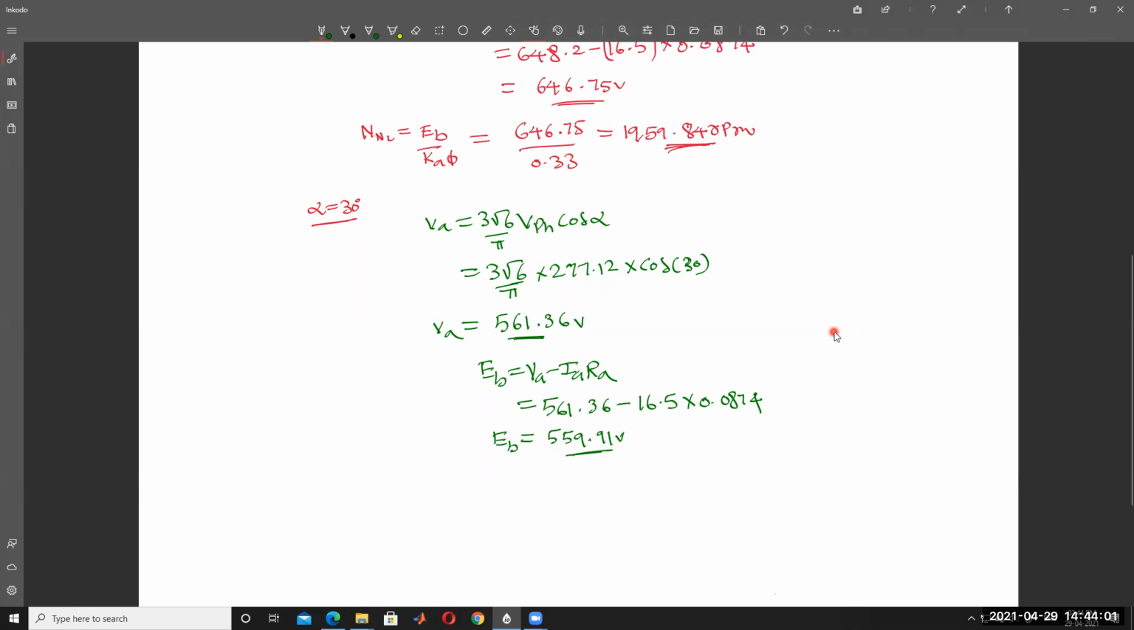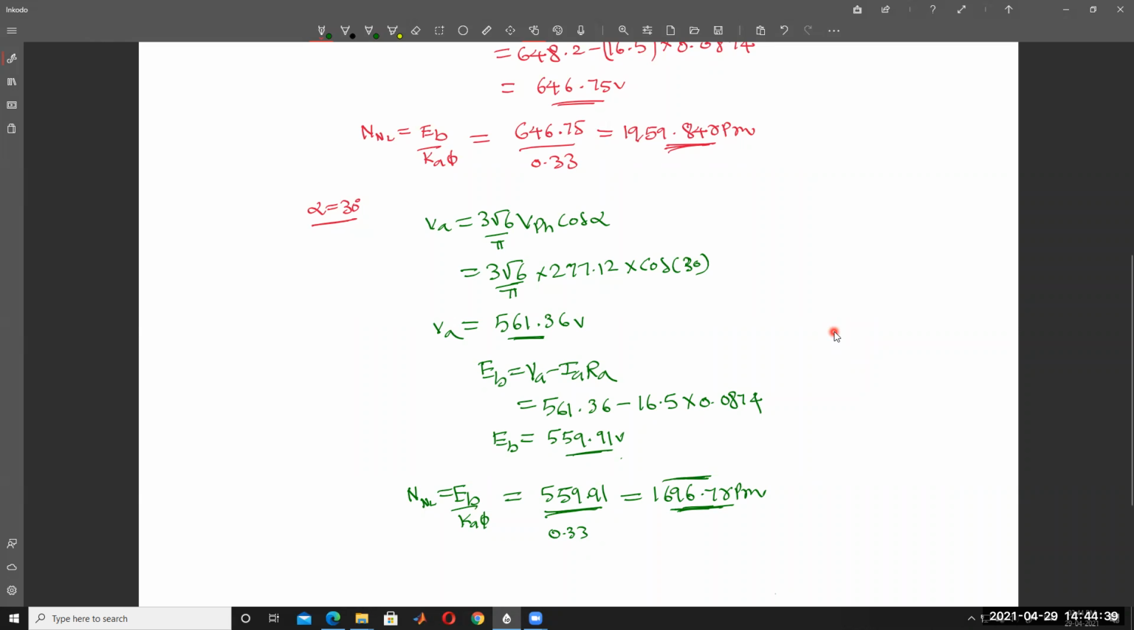So the no load speed, by the same procedure, n no load is equal to EB divided by Ka into pi. EB is 559.91, the back EMF from this relation, and K into pi is given as 0.33. Then I got the no load speed equal to 1696.7 RPM. Is it the same or not?